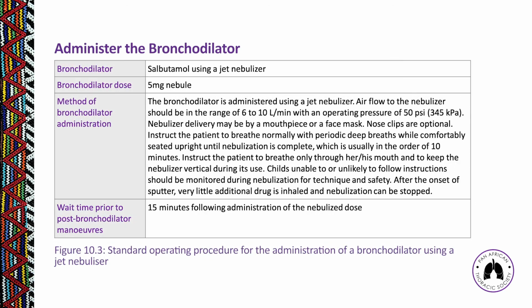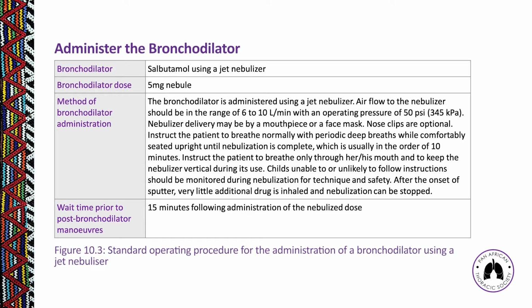If you are using a jet nebulizer to administer the bronchodilator, again, you will use salbutamol, 5 milligrams in a little nebule. So the bronchodilator is administered using the jet nebulizer. The airflow to the nebulizer should be in the range of 6 to 10 liters per minute with an operating pressure of 50 psi, which is about 345 kilopascals. Nebulizer delivery may be either through a mouthpiece or through a face mask.